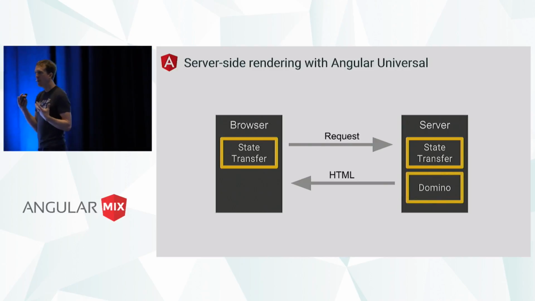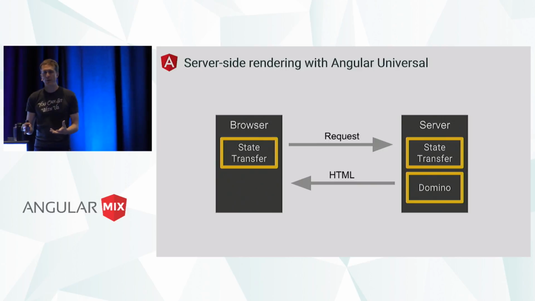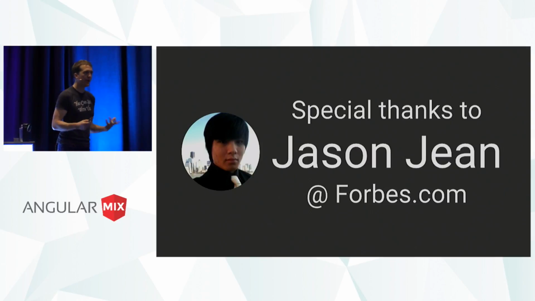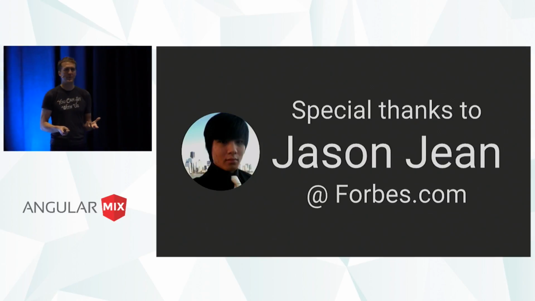We've also made server-side rendering much more robust by having really a full DOM API over there using a library called Domino. I want to give a big shout out to Jason Jean at Forbes.com. He's helped us make this very robust in the latest release and integrate it with the CLI so you can get started quickly. So thanks, Jason. It's been awesome working with you.